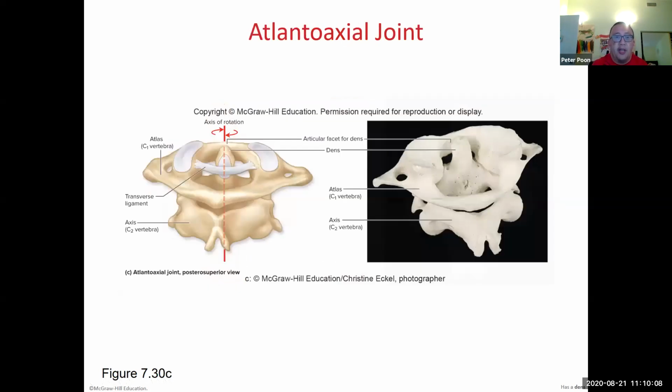So now I can rotate one around the other. That is this motion, right? I'm shaking my head no by moving C1 around C2. So that is how I shake my head. This used to be the body of C1. It became instead attached to C2, but now I can rotate my way around it.